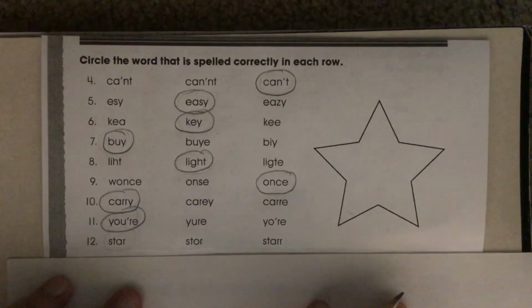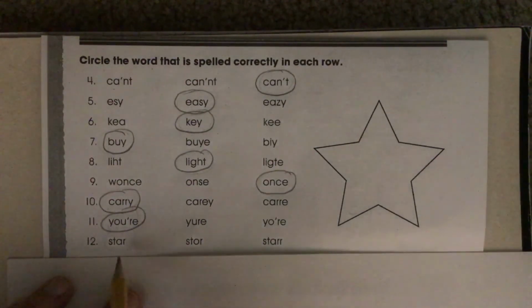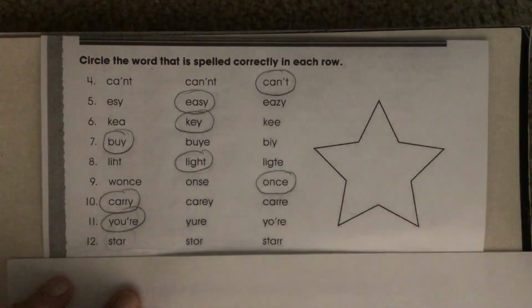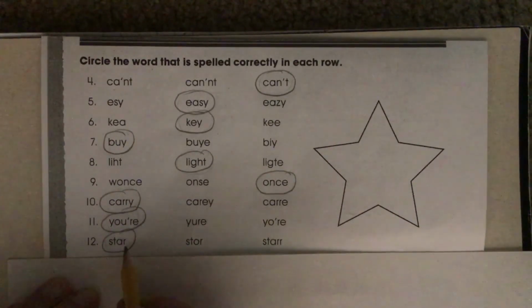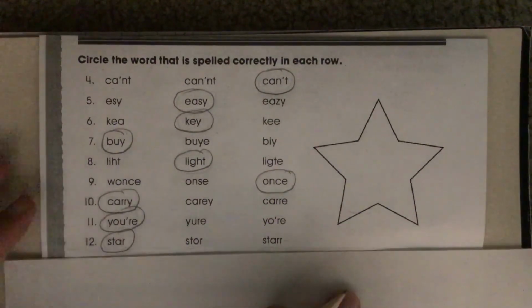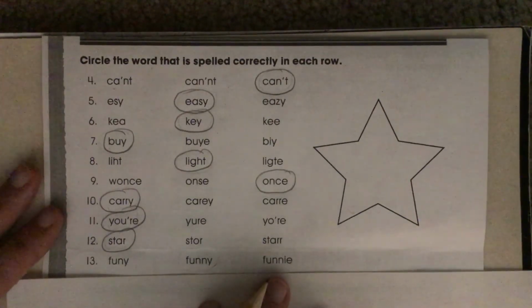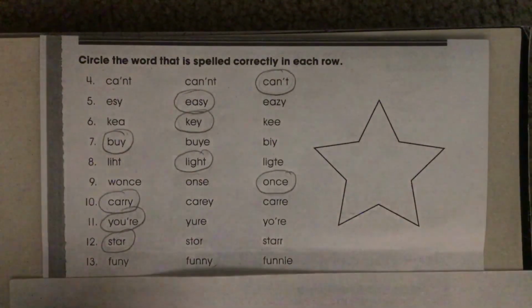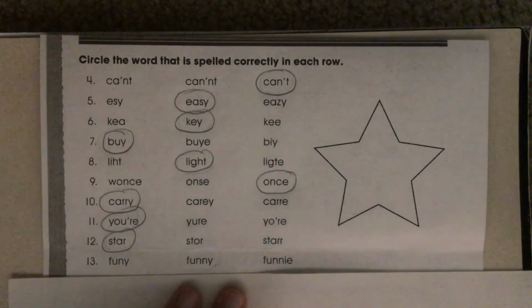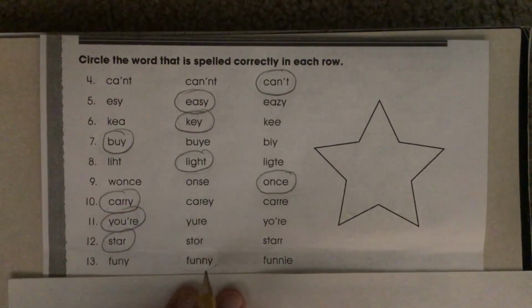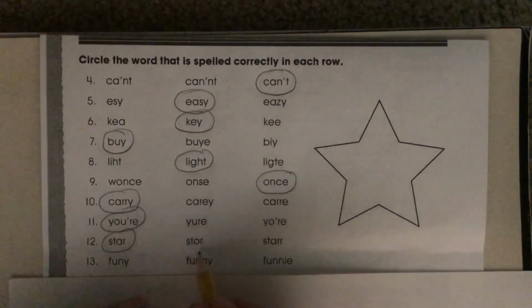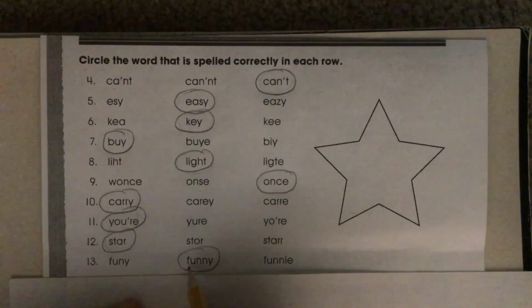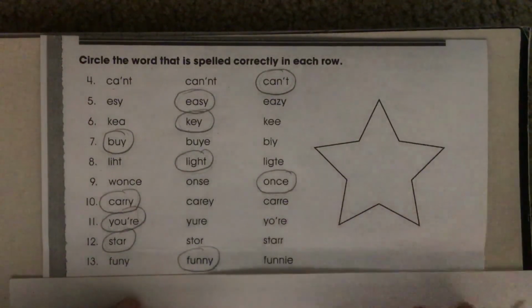And here we have the word star. Which one is correct? It's this one. Great job. S-T-A-R, super. Here we have the word funny. Which one is correct? Right here in the middle. F-U-N-N-Y, funny.